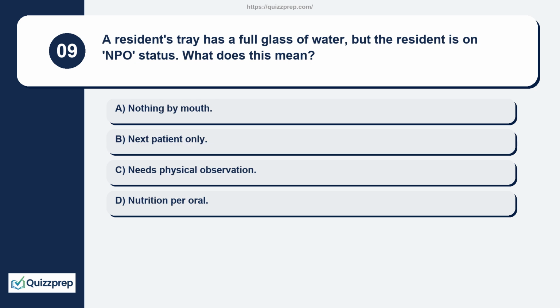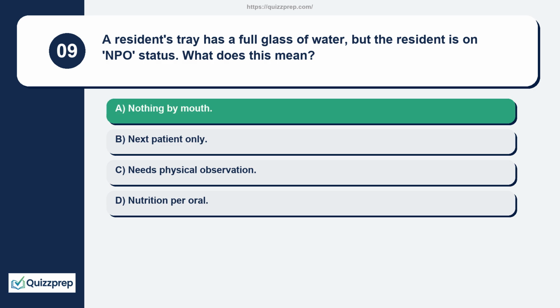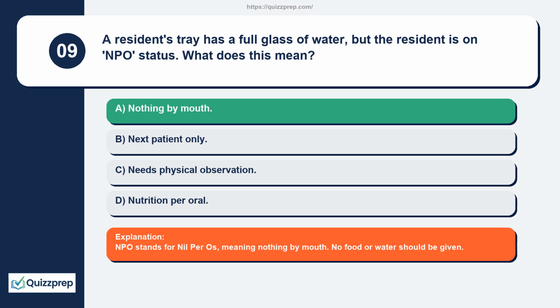Question 9. A resident's tray has a full glass of water, but the resident is on NPO status. What does this mean? Nothing by mouth. Next patient only. Needs physical observation. Nutrition per oral. NPO stands for nil per os, meaning nothing by mouth. No food or water should be given.